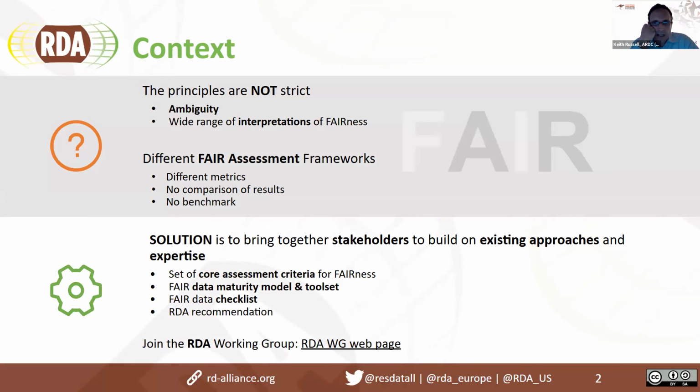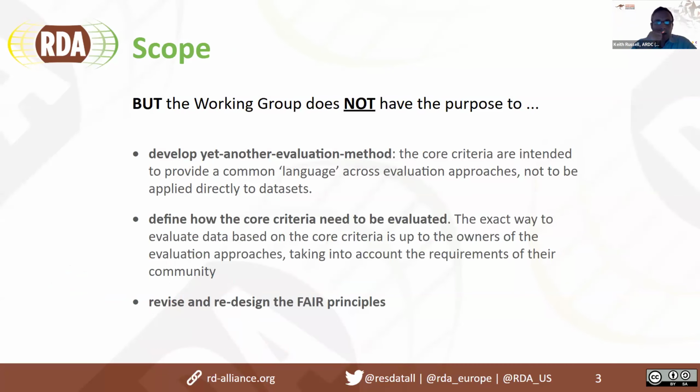And a lot of organizations at that time were setting up different FAIR assessment frameworks. And those were resulting in different metrics. It was very hard to compare those results. There was no standard way of looking at them. So what we said is, would it not be a good idea to see if we could come up with a core set of assessment criteria for what fairness might look like and develop a FAIR data maturity model? So that was the whole thinking behind the working group back in 2019. So that's a few years back now.